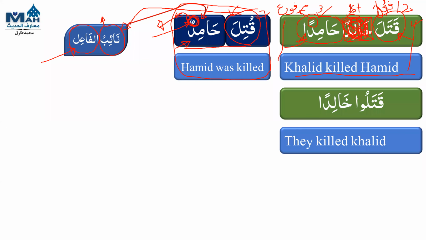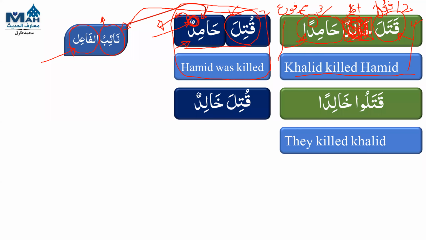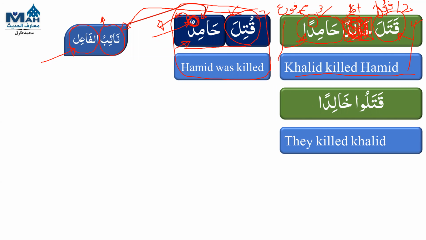Qatalu, the fail will be converted on the weight of fuila, so it will be in a plural form, so it will be kutilu. No, sister, no. You have to convert this verb according to your maf'ul, which you will convert to deputy. It will be singular. Singular only. Okay, sir. Kutila Khalidan. Sister, Khalidun. It will be Khalidun. Who was killed? Khalid was killed. Okay. Khalidun, yes, sir.